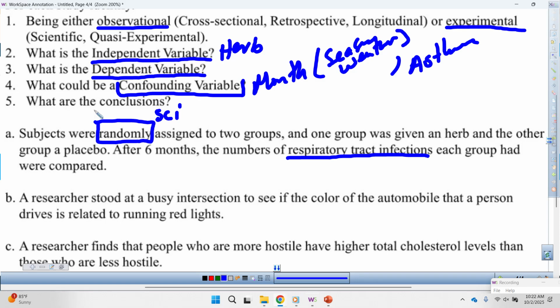And last but not least, what will be the conclusion from the study? Two groups were given, one of them was given an herb, the other one wasn't. They checked respiratory tracts for infections. What can you conclude? Tell your neighbor, what would be a conclusion? Conclusion to that study. All right. Pass someone, Javi.